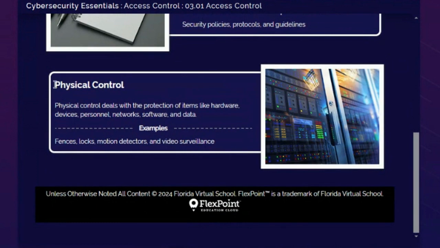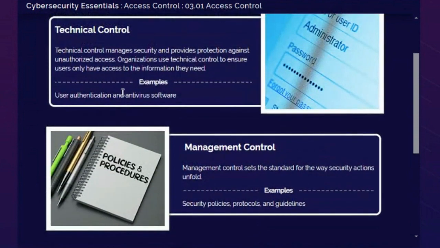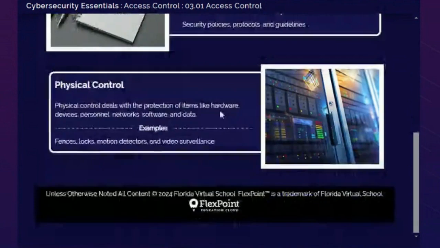And then there's the actual physical control. That's like protecting your hardware, your devices, your personnel, your network, your software, your data, by having actual physical fences, locks on the doors, motion detectors, video surveillance. That's all physical control. So that's really the 3 different ways that we control access: technically with software, with policies, and then physically.